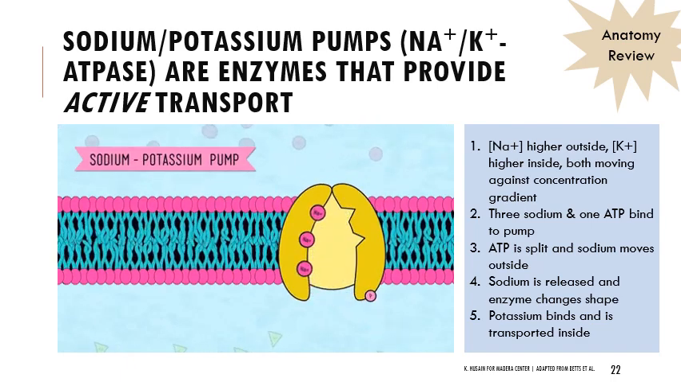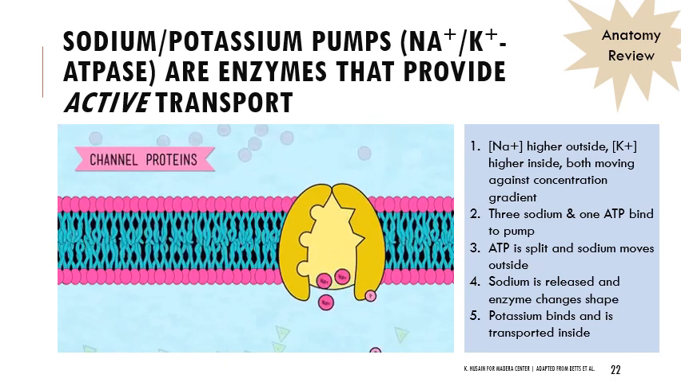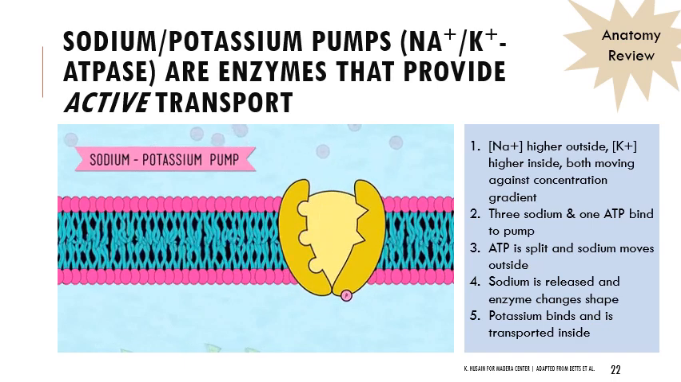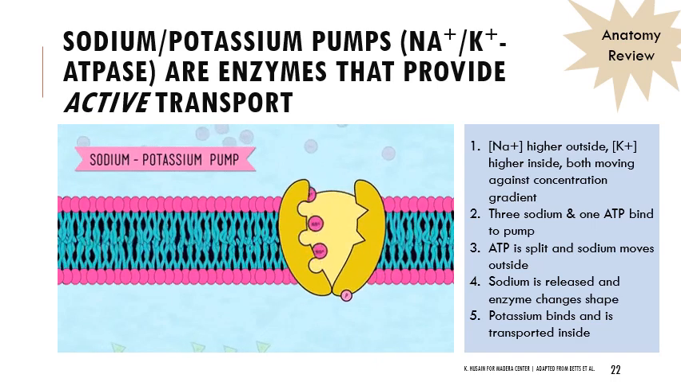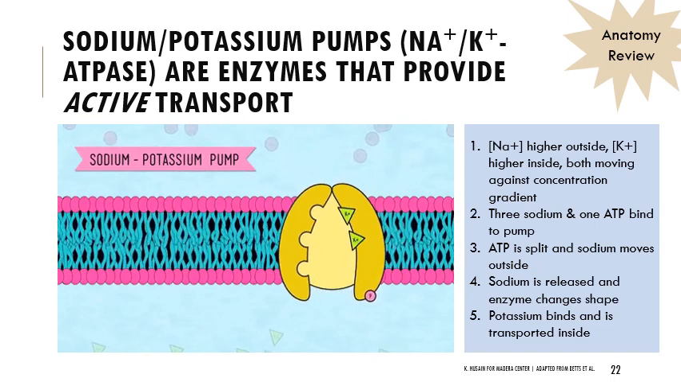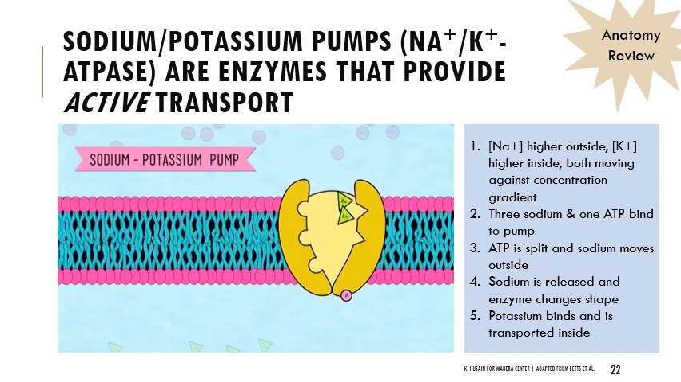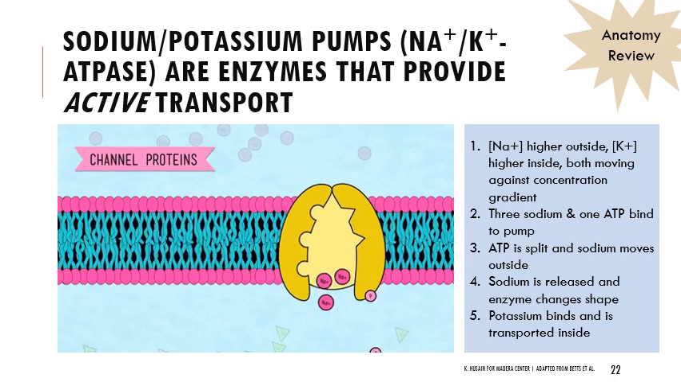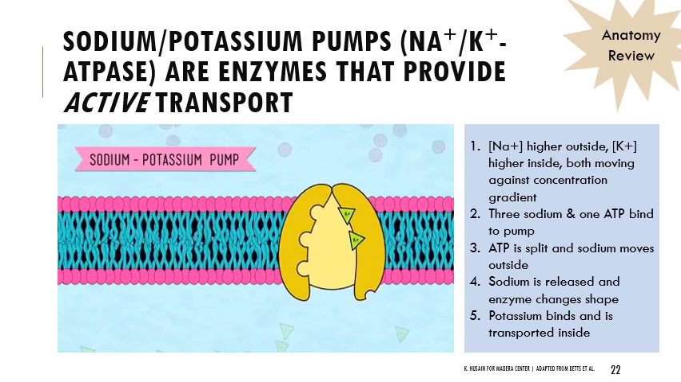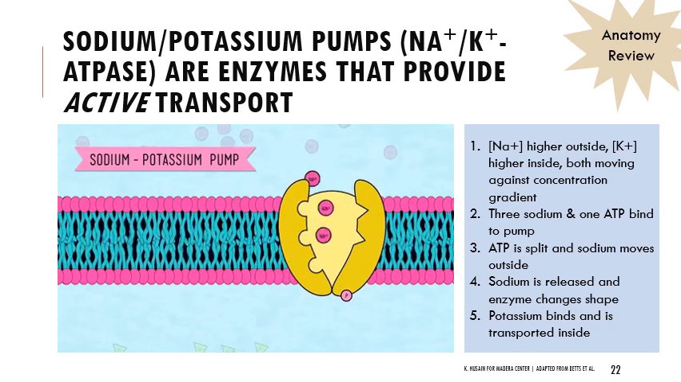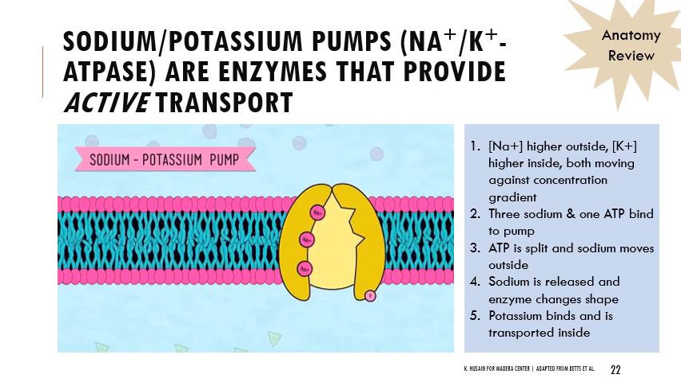So what this is showing you here is 3 sodium ions binding to this pump along with 1 ATP. The ATP is cleaved and then it becomes ADP. Sodium is pumped outside against its concentration gradient, and potassium is moved inside as the enzyme changes its shape and moves around. So oftentimes we focus on the movement of sodium ions and potassium ions. Here we're also going to be thinking about kind of longer opening calcium channels.